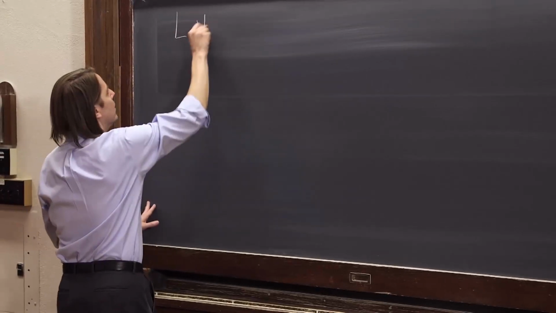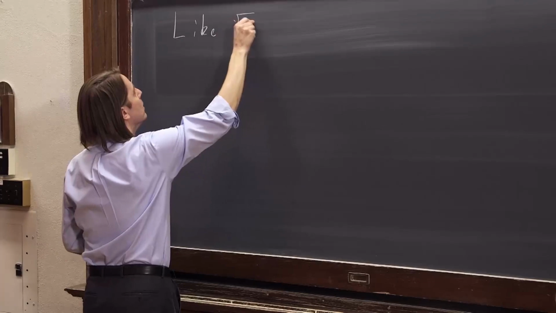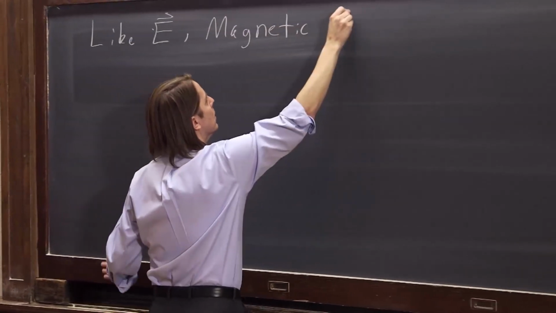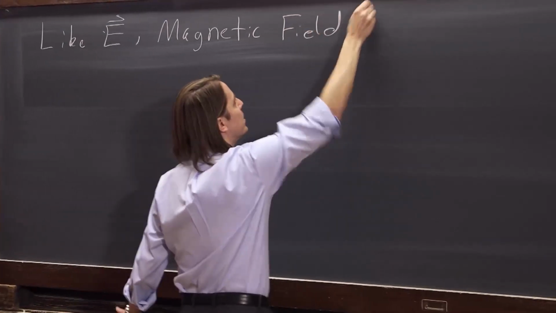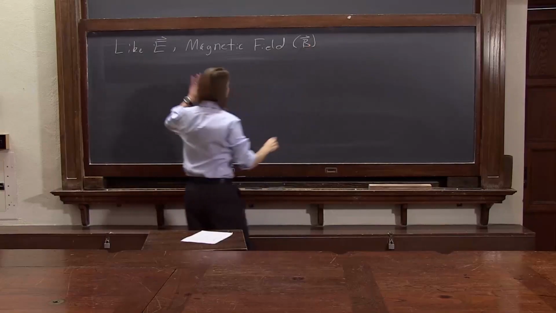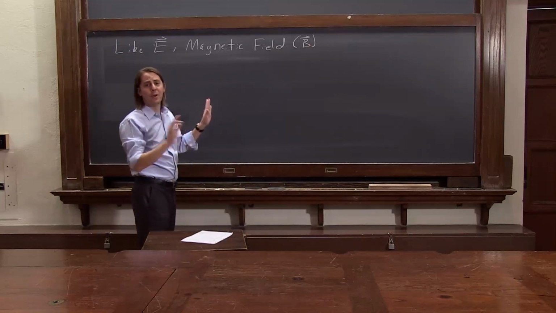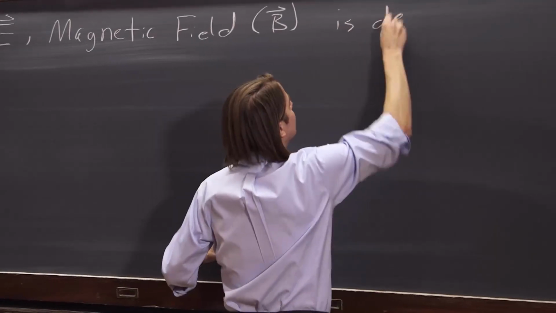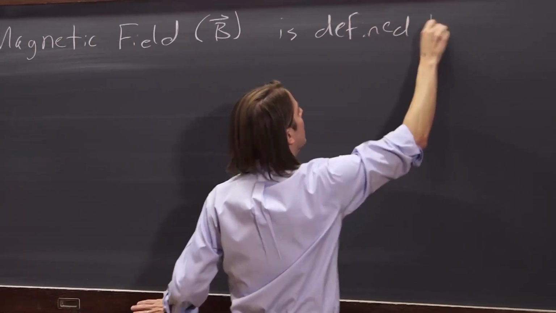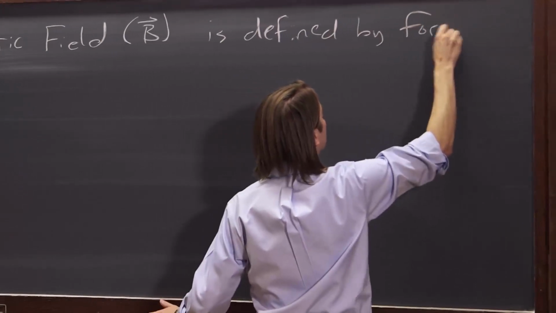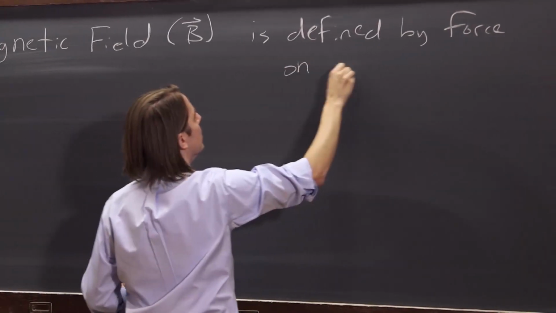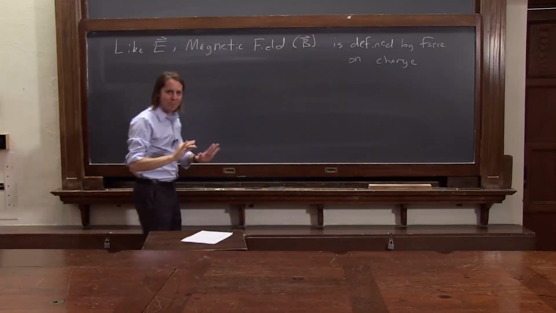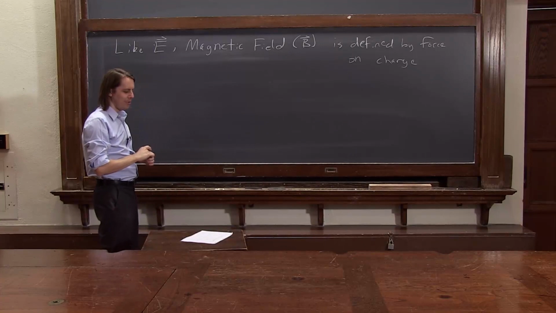Like E, the magnetic field, which we call B, and I don't care what happens, I don't even want to answer the question. I don't know why it's B. Okay, so there you go. Don't even ask me why it's B. Is defined by force on charge. So they at least have that in common. They both involve charge. They both involve force.